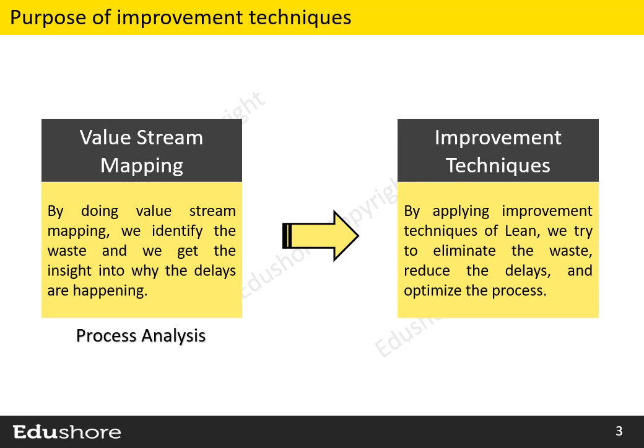And by applying various improvement techniques of lean, we try to eliminate the waste, reduce the delays, and optimize the process. In other words, improvement techniques of lean help us optimize the process.